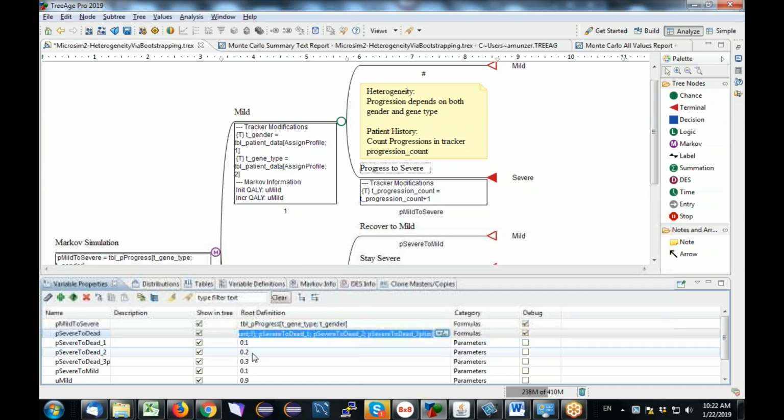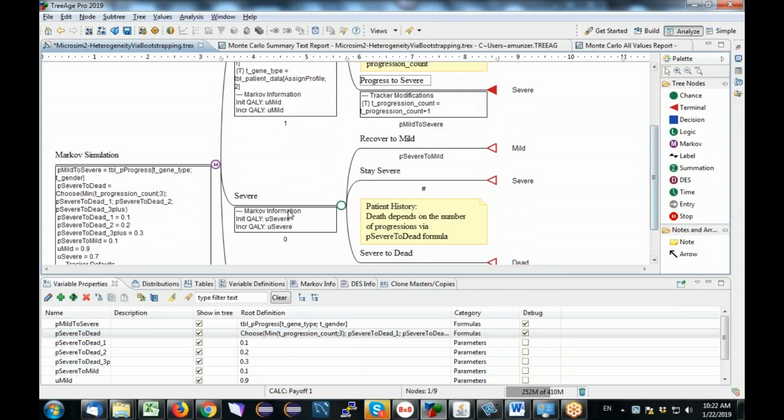The second time you progress, it's 20%. And the third time you progress, the probability of dying from the post-progression state, the severe state, is 30%. So the only way we can do that is by knowing how many times we've progressed. So you wouldn't just make this up like I did for an example model.